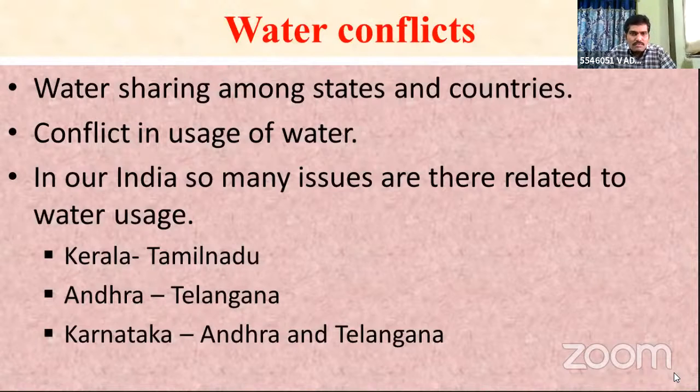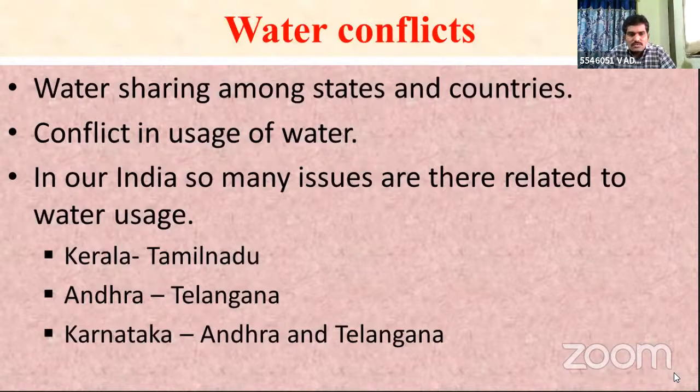So when the river is going on, the people who are living on the river banks have to use that water. But those who are in the upper portion are using more water and they are not releasing water to the down areas. So then automatically conflict will arise in usage of water. There is a question: who has to use more water? So that is a question. So in our India, so many issues are there related to water usage.